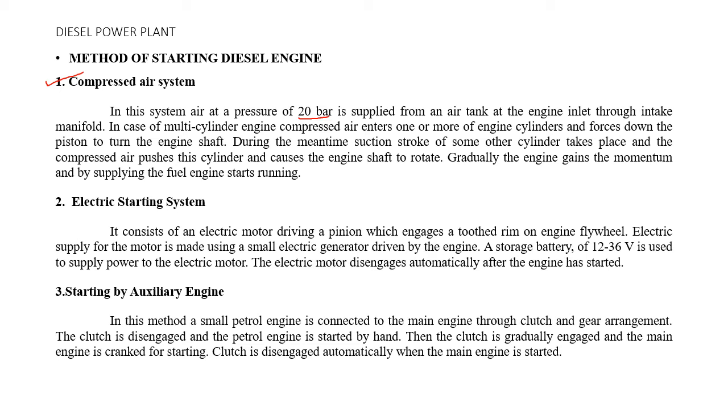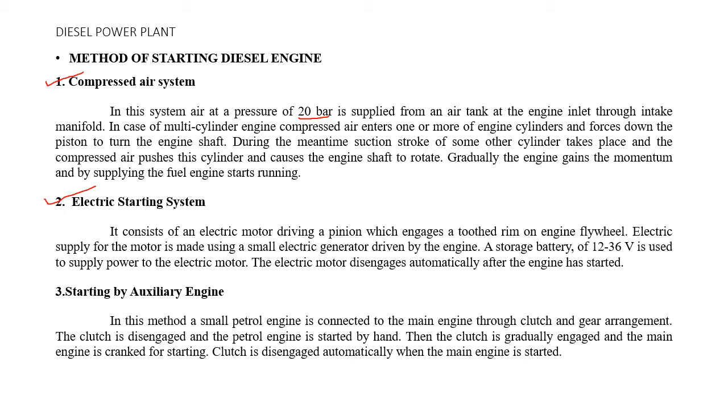And the second one is electrical starting system. It consists of an electric motor driving a pinion which engages a tooth rim on the engine flywheel. Electrical supply for the motor is made using small electric generators driven by the engine. A storage battery of 12 to 36 volts is used to supply power to the electric motor. The electric motor disengages automatically after the engine has started.